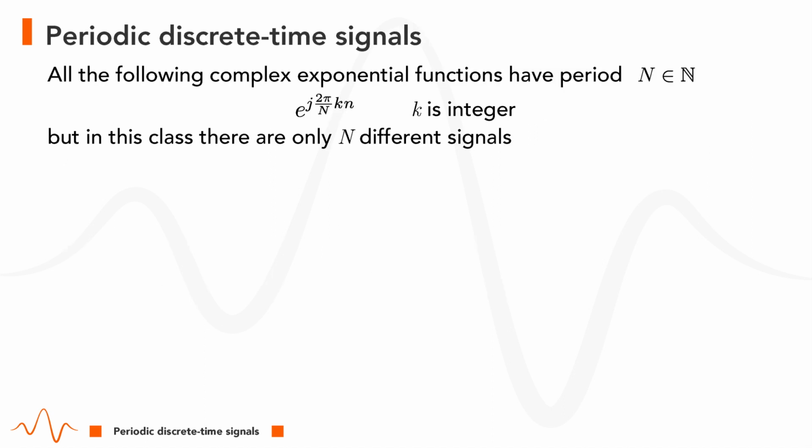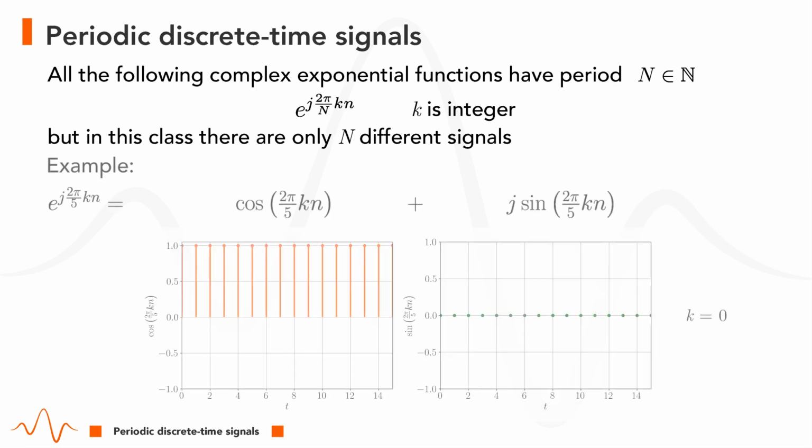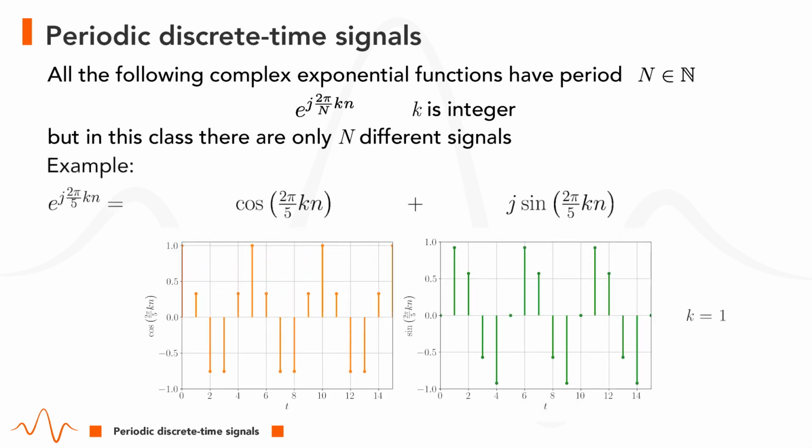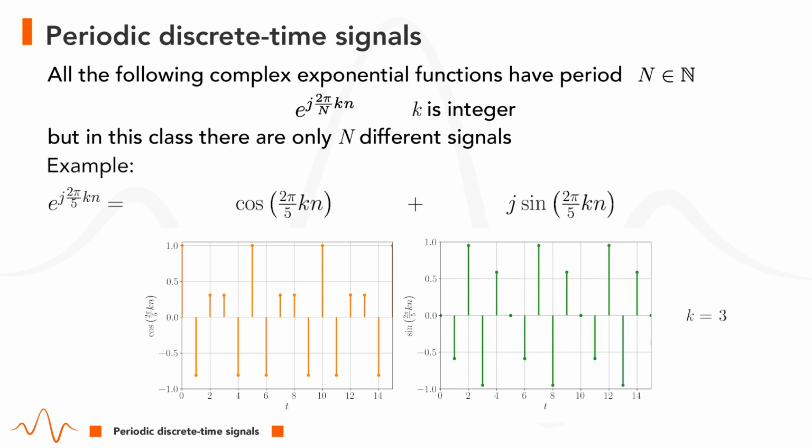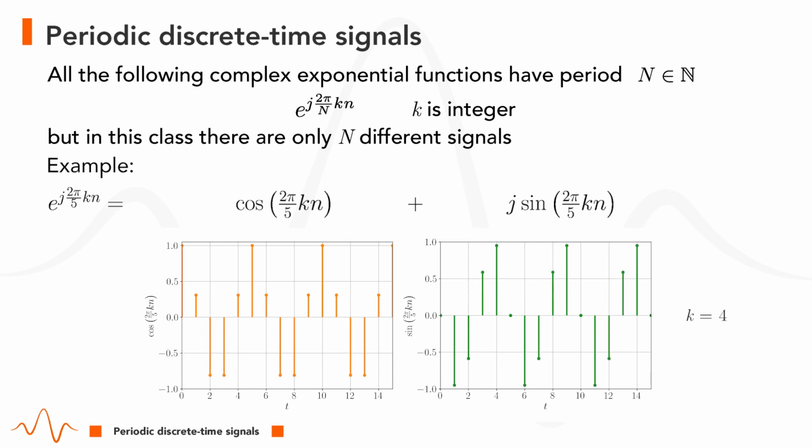The same conclusion can also be reached for complex exponential functions, that is, a complex exponential taking the form exponential of j 2 pi kn over capital N is periodic with period capital N, and there are only a finite number of different signals, capital N, in this class. This is illustrated in this example where capital N equals 5, and the real and imaginary parts of the complex exponentials are plotted. Note that indeed, both the real and imaginary parts are periodic functions, and the plotted signals repeat themselves as k increases.